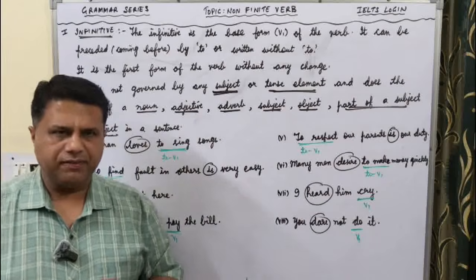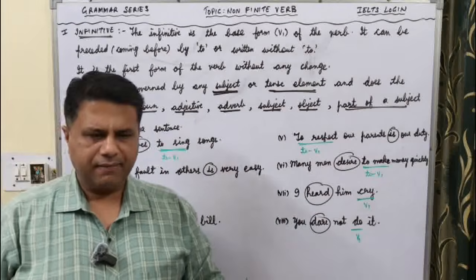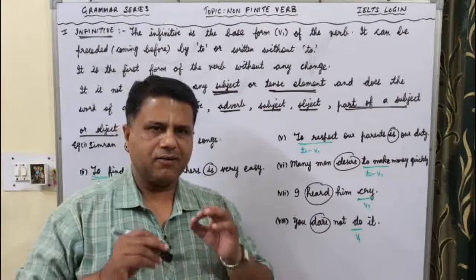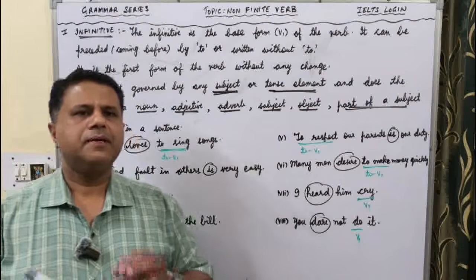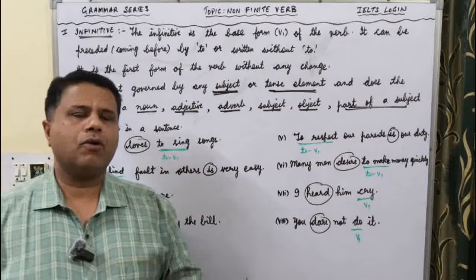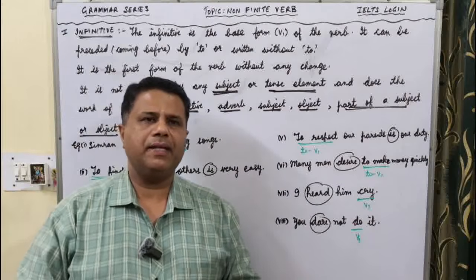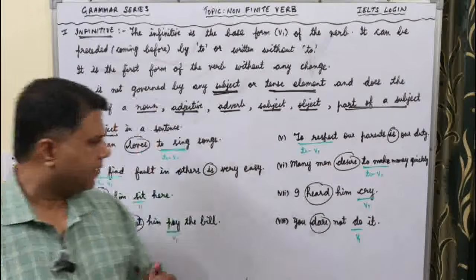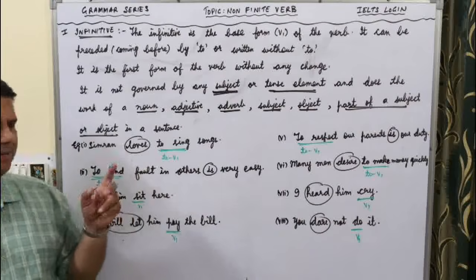The base form of the verb is called infinitive. If it is used with to, it is called to infinitive. If without to, bare infinitive. And the role of infinitive will not be that of a verb. Now the examples. Let's see the examples.